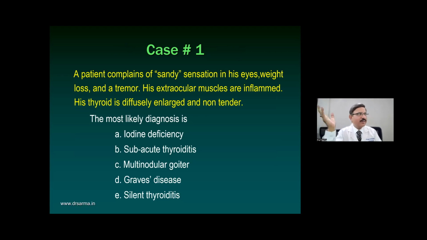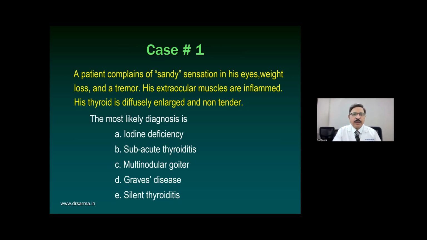And non-tender. Non-tender means what? Only one thyroid condition is tender. Subacute thyroiditis only is tender. This is diffusely enlarged. Diffuse enlargement is Graves. Okay. So ophthalmopathy is there. That's why it is Graves. Ophthalmopathy, extraocular muscle involvement, sandy sensation, tremor, loss of weight, enlarged gland, diffuse, non-tender. Graves diagnosis.